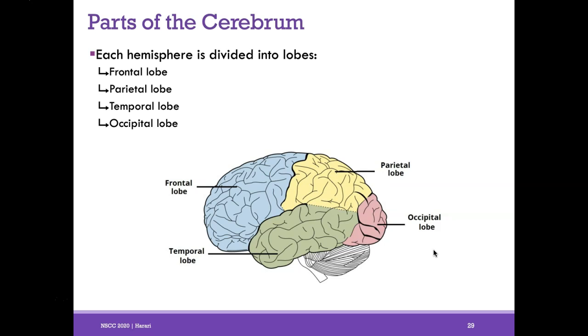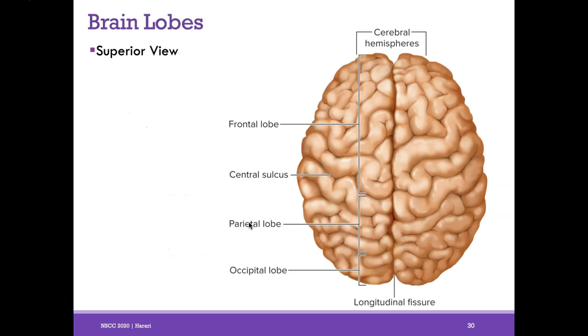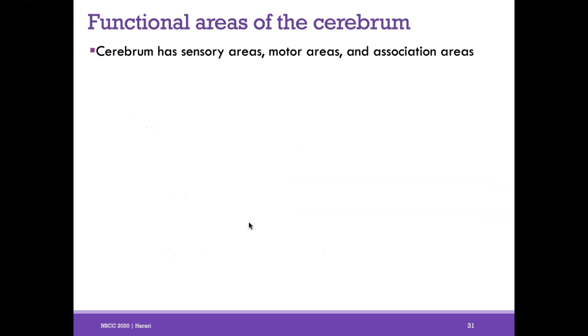So it's deep, it's right behind here. And we'll see that you can only see the insula if you cut away at the temporal lobe. But the insula also has some important roles. So these are the structures. And now we'll talk about the functions.